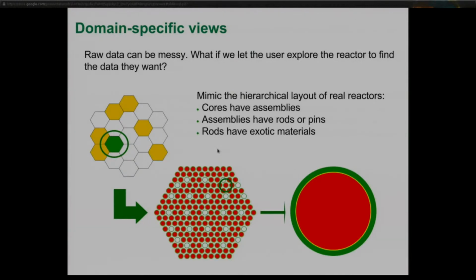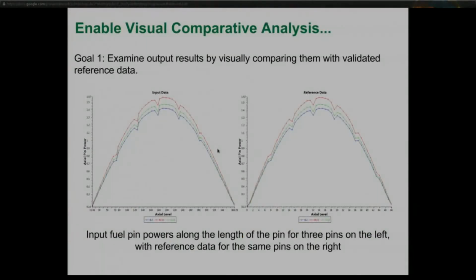And so someone can use our C++ library, and they can say, I have a reactor, I have some data, and then when they say they're done, it'll write it to a file, and then on the user side, we can automatically load that up. Pretty handy. The user never knows about that stuff in the middle. So what we can do once we have that is we can enable visual comparative analysis.